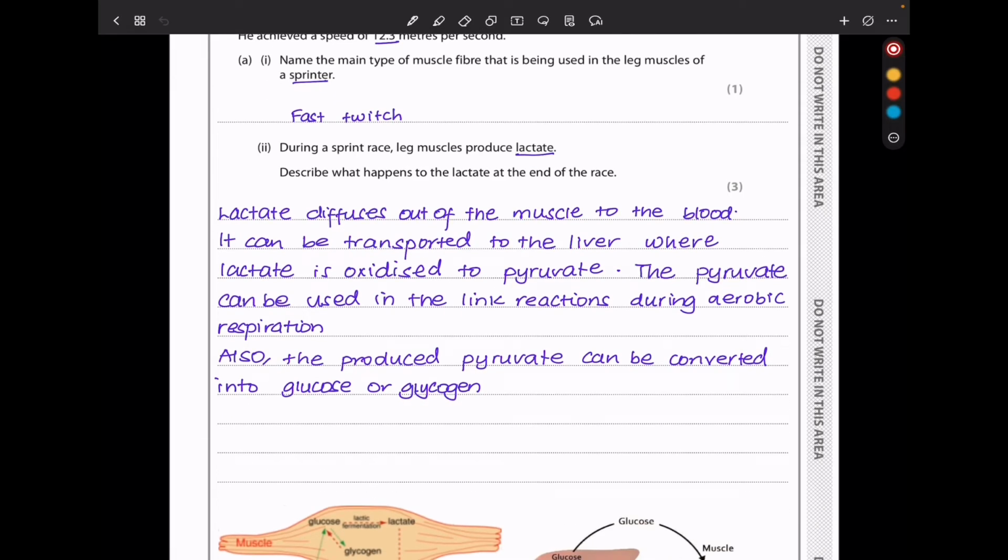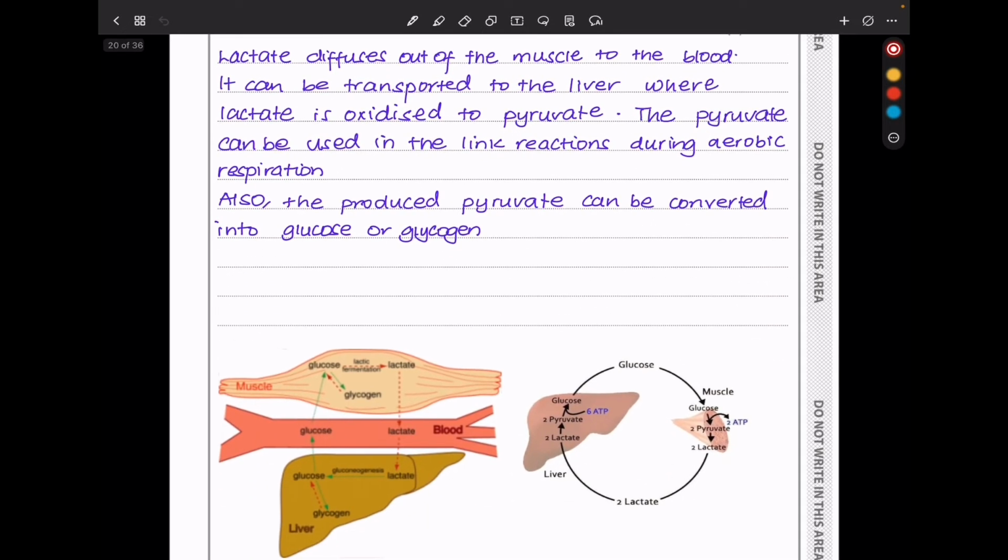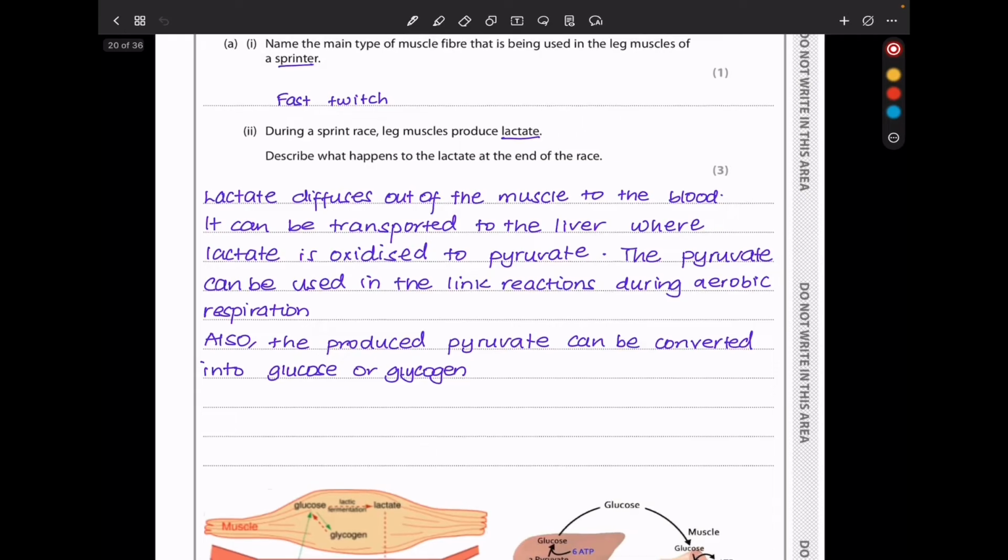The lactate is going to diffuse into the bloodstream. It's going to be carried into the liver, and then it's going to be converted into individual components. In this case, the liver is going to convert the lactate into glucose, and this glucose could be converted into glycogen, or this could also be converted into pyruvate, and the pyruvate can be used in the aerobic respiration processes.